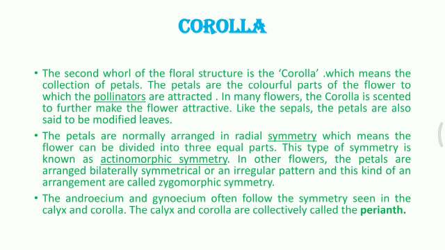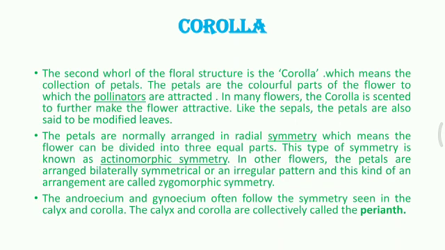The androecium and gynoecium also often follow the same symmetry which the calyx and corolla have. And one very important part is the perianth. In some flowers like gulmohar, you will see that the calyx and corolla cannot be well differentiated. At that time we name them as perianth, or even in the Liliaceae family, flowers like the onion flower and several tulips.